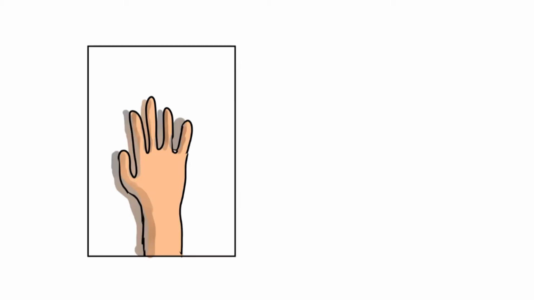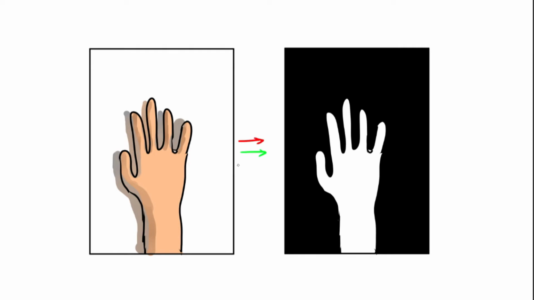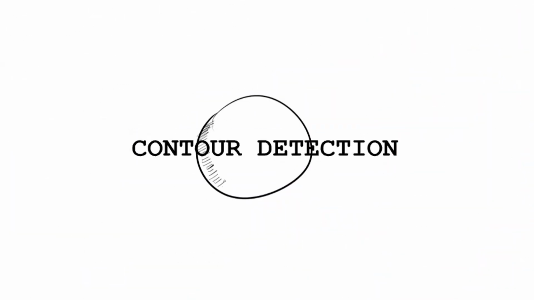Now, just like with iWriter, I'll be taking the live feed from the webcam frame by frame and then converting each frame from its RGB image to a thresholded image, which is basically black and white. Now, before I go any further, I'd like to explain something called contour detection.